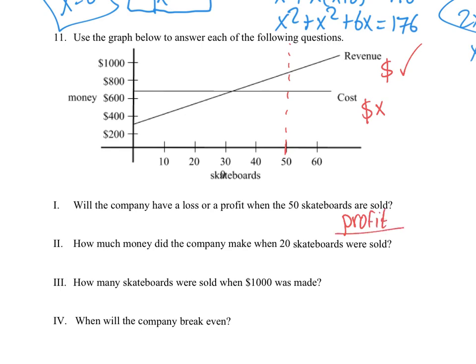How much money did the company make when 20 skateboards were sold? Right here. So how much money did they make? My revenue right here is $500. Right? So $500. Yay. Right? How many skateboards were sold when $1,000 was made? Oops, sorry. Let me do it in blue. So $1,000 is over here. Looks like it's darn near lined up with 60. So 60 skateboards.